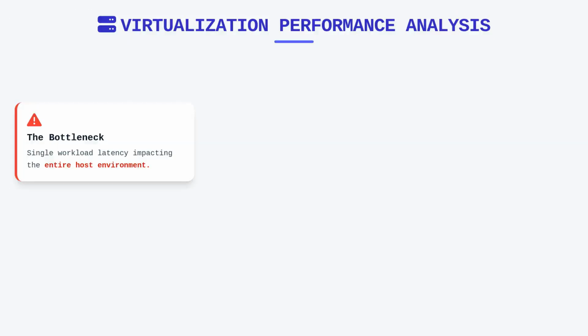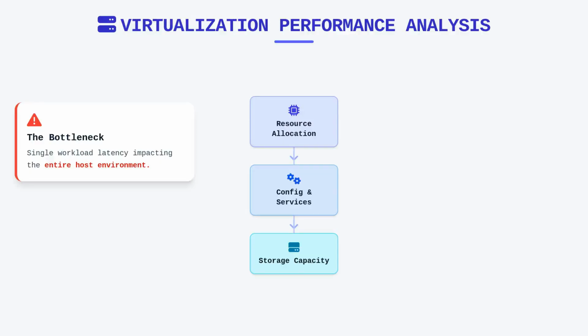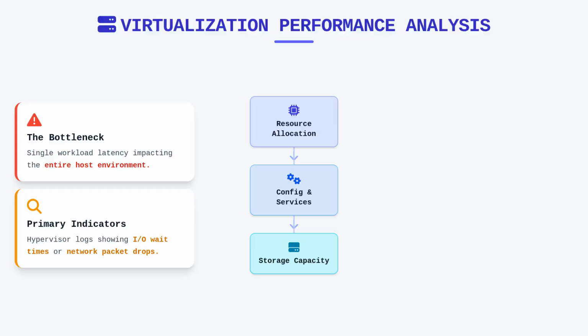Virtualization scenarios frequently present themselves as performance bottlenecks where a single workload is experiencing latency that impacts the entire host. We need to look at resource allocation, specifically checking for CPU contention or memory overcommitment that might be triggering swapping to disk. If a virtual machine is sluggish, the first indicator is often the hypervisor logs, which should be analyzed for signs of I/O wait times or network dropped packets.